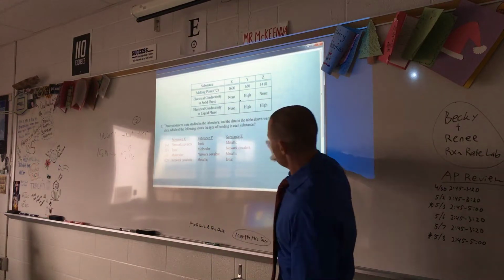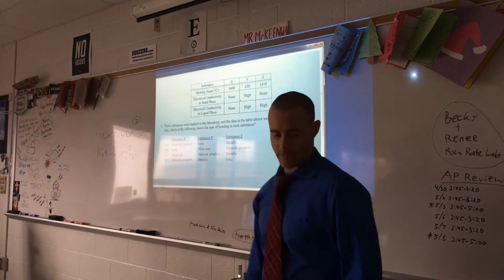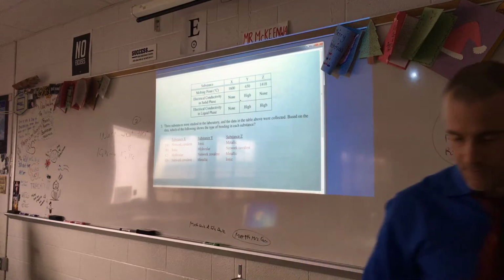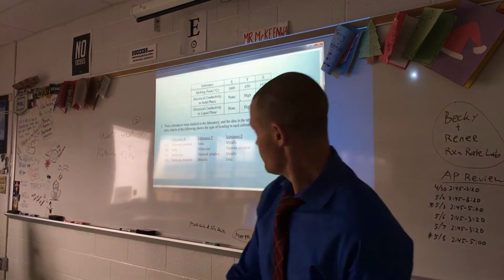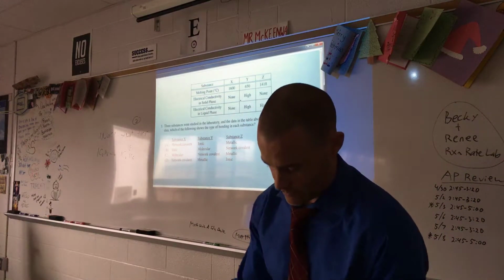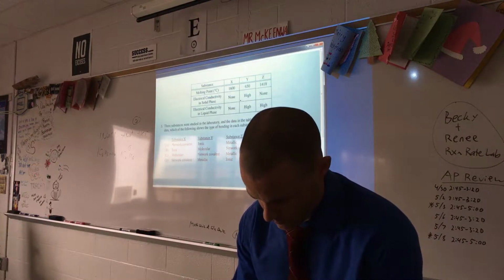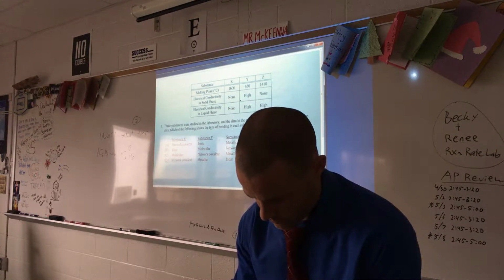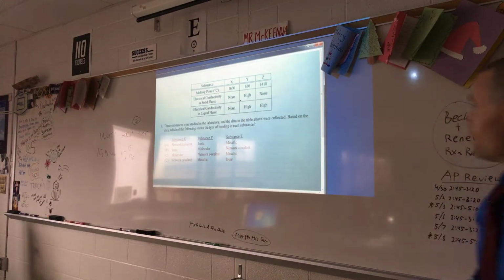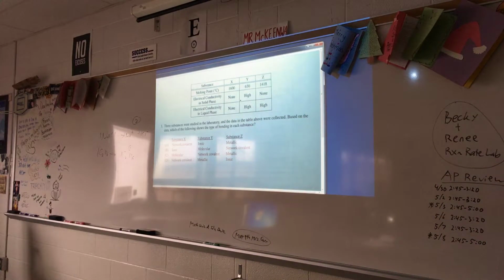All right, here we go. Go ahead, do number 3. Can you read to us? Three substances were studied in a laboratory, and the data in the table above were collected. Which choice shows the type of bonding in each substance? Basically, they give you the properties, and then you're supposed to figure out the bonding. This is a great question.